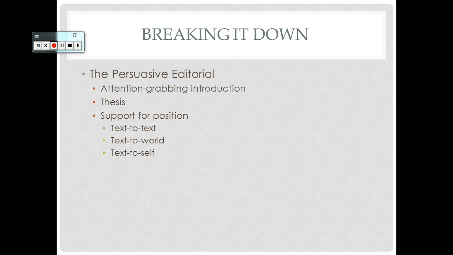So that could be text to text, meaning you could cite another article or a written source. Text to world, you could cite something that's happened in the news or something that's happening in society. Text to self, meaning you could cite something that happened to you or share an anecdote.